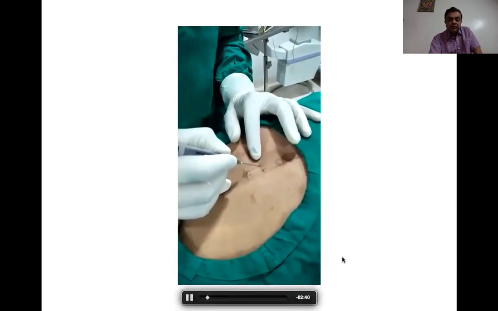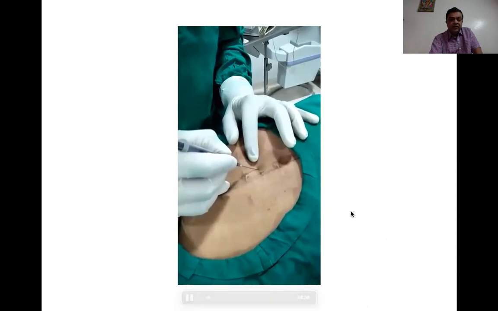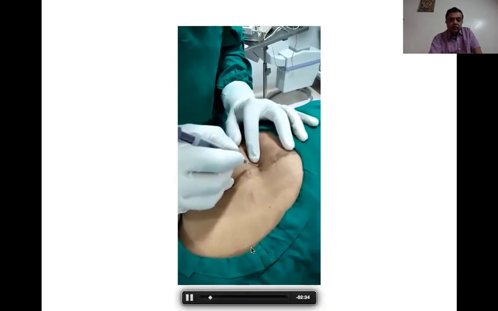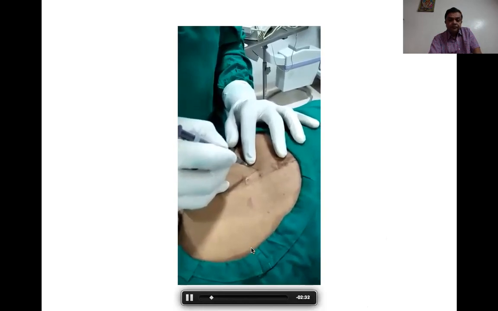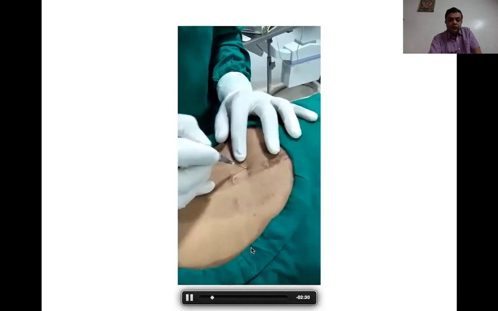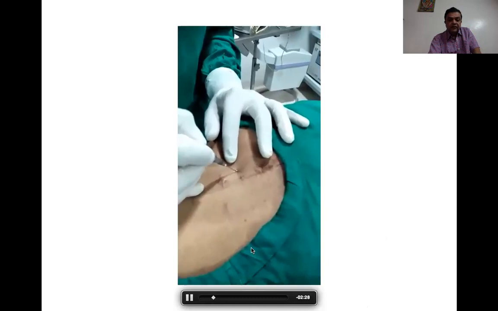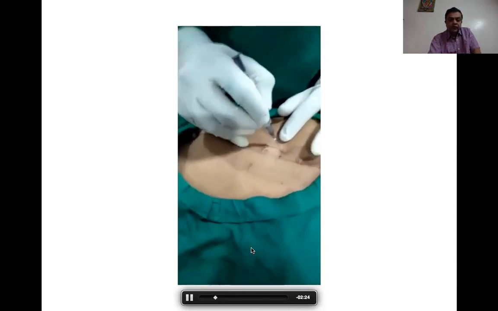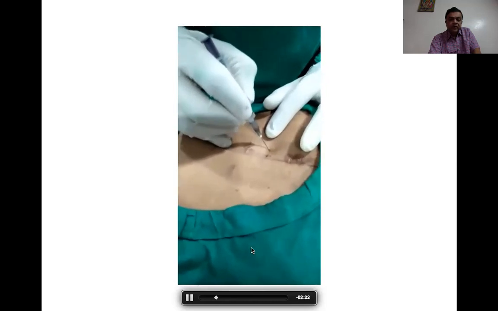So he's Mehul, he worked with me and he sent me this video after learning it from me. So insert the needle. He's doing this incisional hernia surgery solely under block. So patient is awake. So he's feeling the bounce of the anterior rectus sheath.